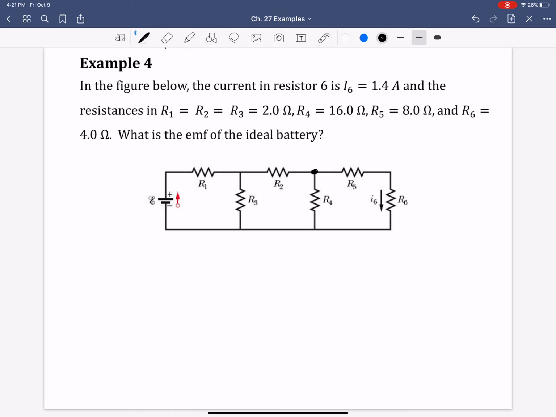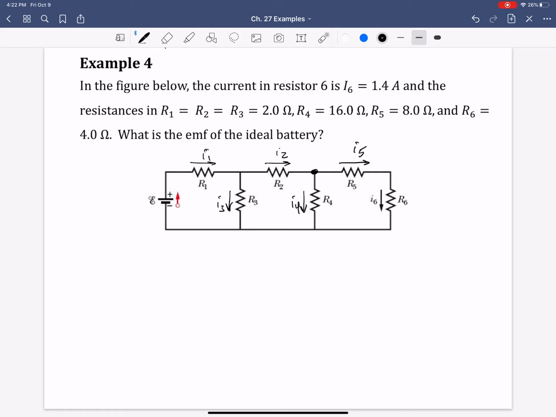So I'm going to write I6 is specified. I'm going to write I5 going across resistor 5, I4, I'll say going down. Again, this is a random guess as to the direction. I'll say I3, and then I2, and then I1.